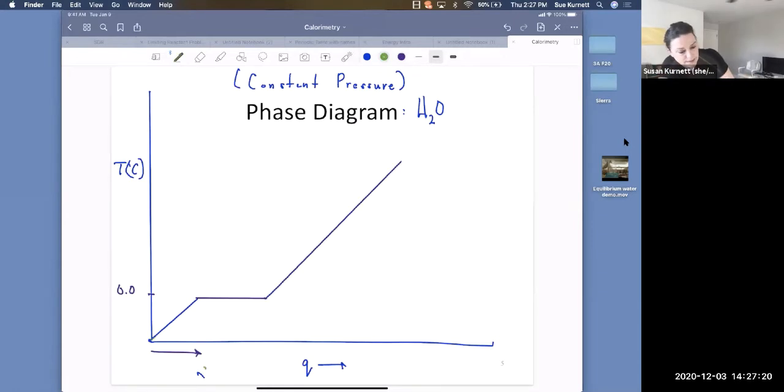This line here is ice warming. And Q equals MC delta T. And this C is the specific heat for solid water, which is not 4.184 joules per gram degree C. It's a different number. It's not a number you need to memorize.